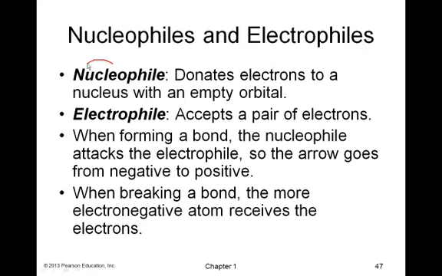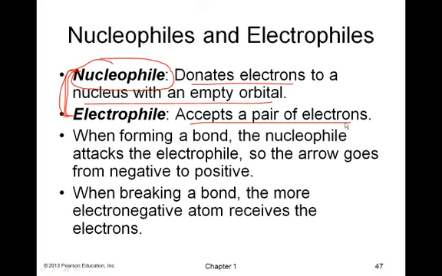A nucleophile is often identified with a base because it's able to donate electrons to a nucleus with an empty orbital. So what we always find is that nucleophiles always tend to react with electrophiles, since these can accept electrons. Another thing to notice here, a couple other things, very important.